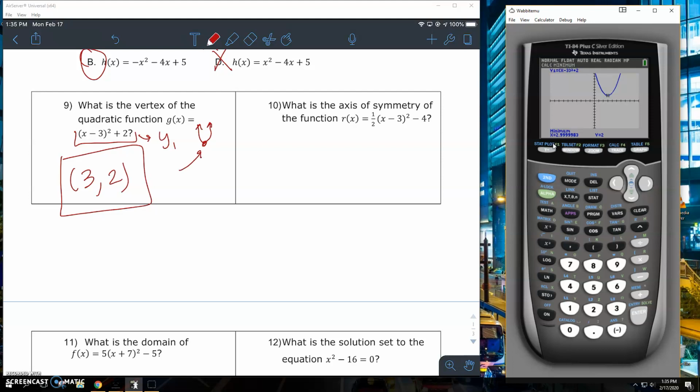Number 10, what is the axis of symmetry? So again, the axis of symmetry is the x value of my vertex. So I need to go ahead and find the vertex of this one as well. So I'm typing it in exactly how I see it. So if it has parentheses, I'm putting parentheses.